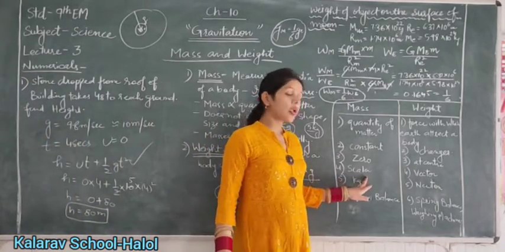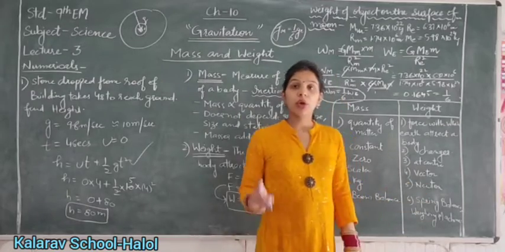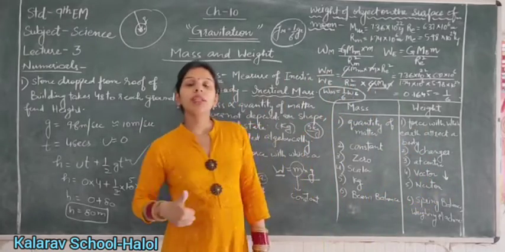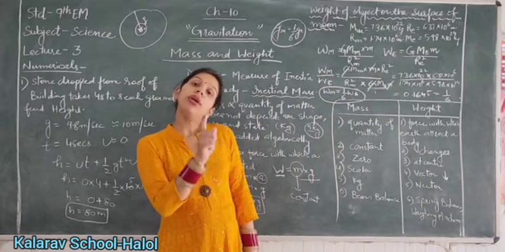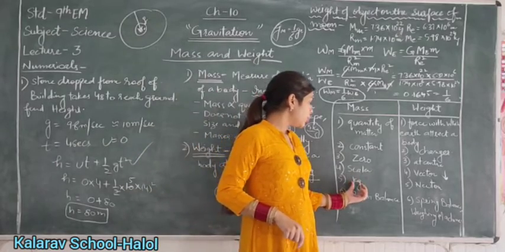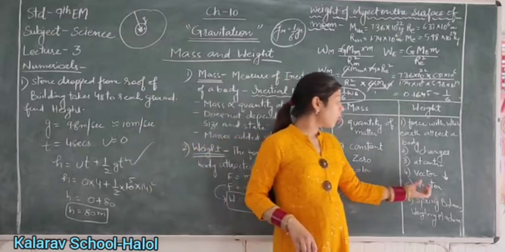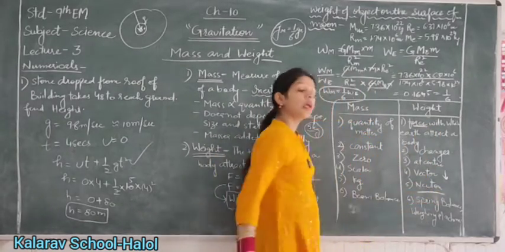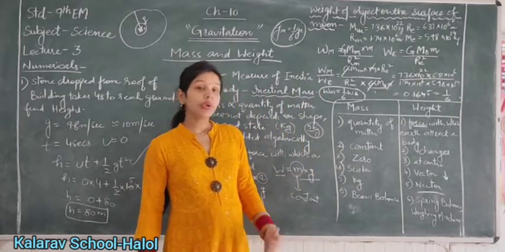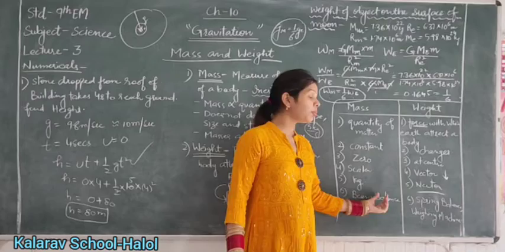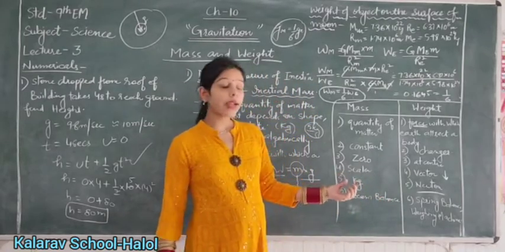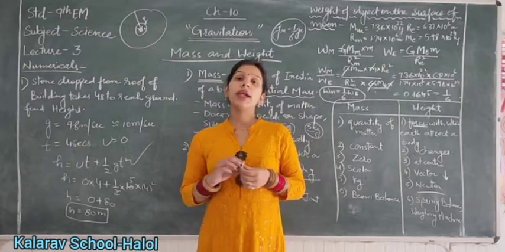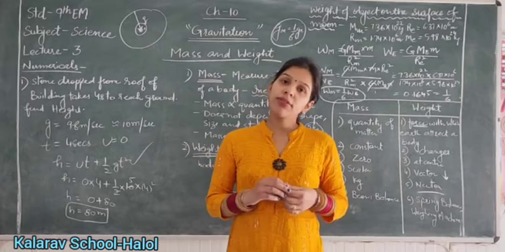Next, mass is a scalar quantity, but weight is a vector quantity, because weight is always downward. If we calculate the weight upward, then we take the value as negative. The unit of mass is kilogram, but the unit of weight is Newton, because it is a force. Mass can be measured with a beam balance, but weight can be measured with a spring balance or weighing machine. So here we have done the topic mass and weight.